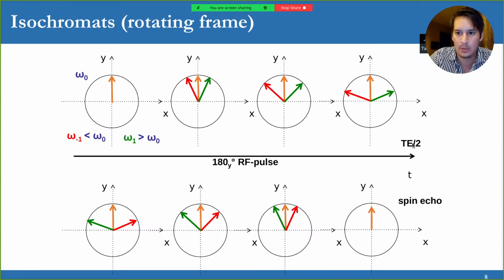And I'm not sure why this is here. This should be the echo time. And right here, it should be echo time divided by 2. This slide is incorrect.